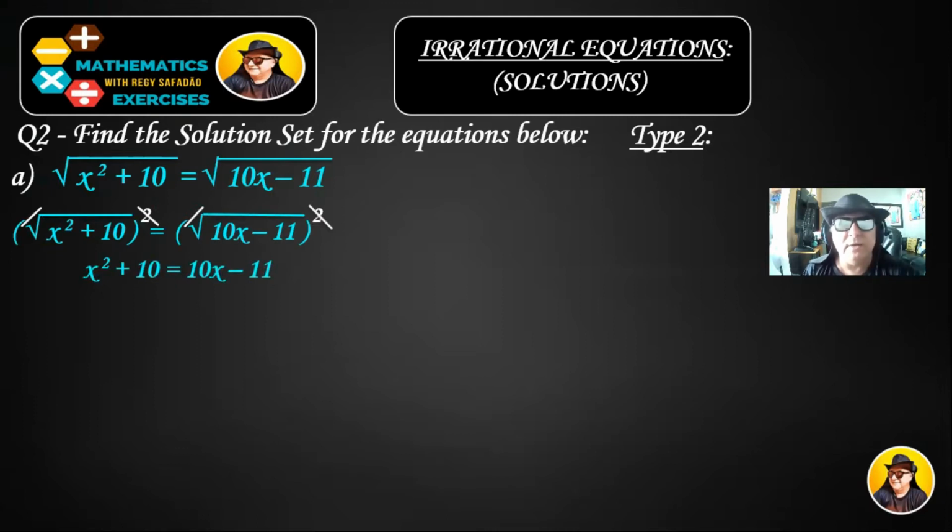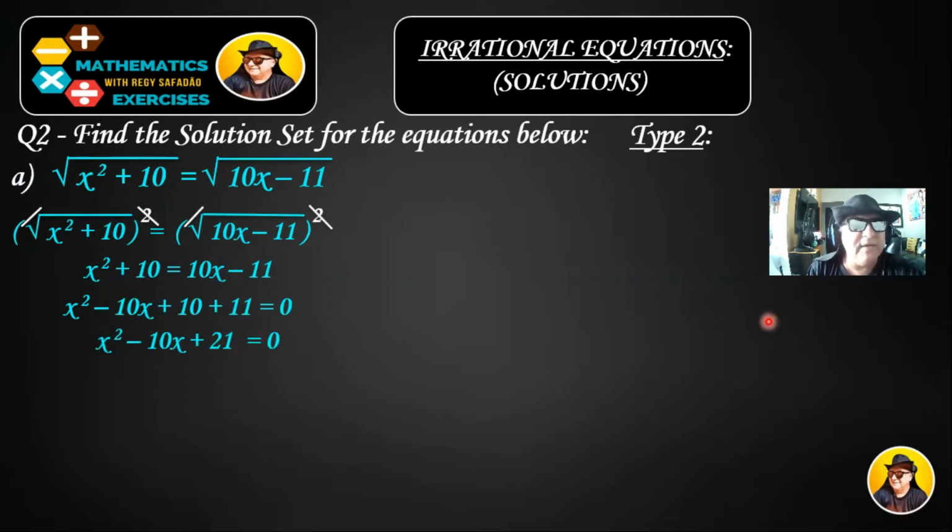And now let's organize the equation according to their similar terms. Okay, so we have x squared minus 10x plus 10 plus 11. Well, plus 10 plus 11 is plus 21. Now we have to solve this quadratic equation. Okay, I used to solve this easily and fast like this.